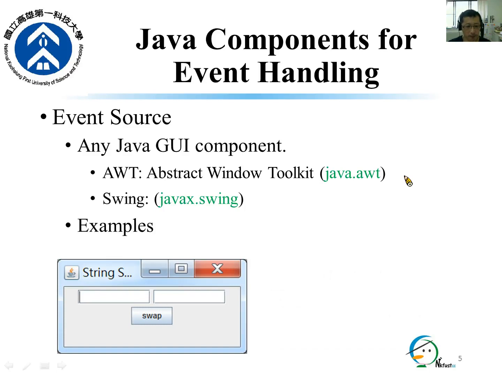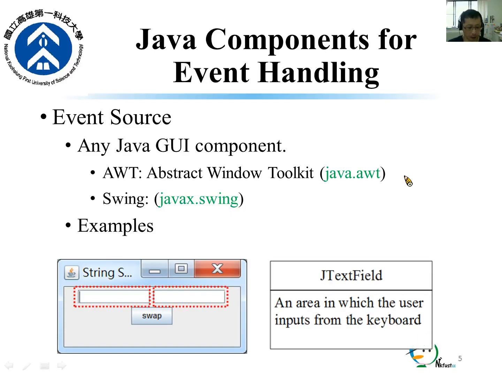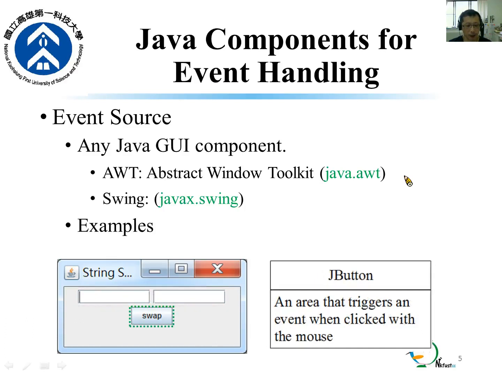For example, these two GUI components are called JTextFields in Java, which provide an area for the users to input text strings. This one is called the JButton, that is used to trigger the execution of a task when the user clicks with the mouse.